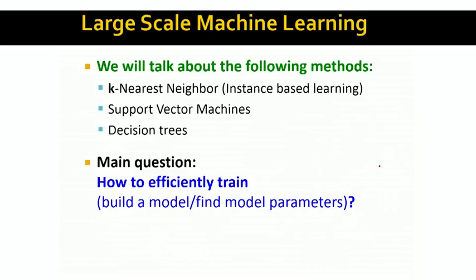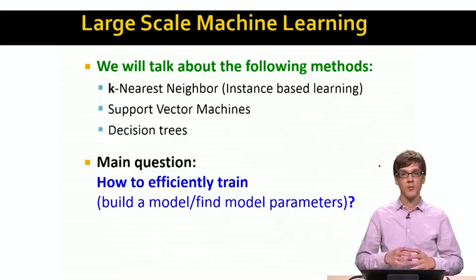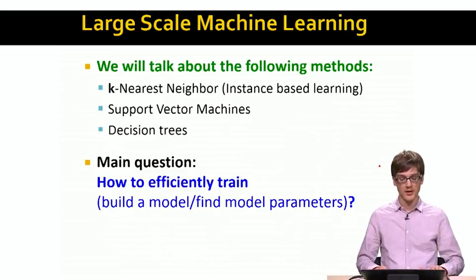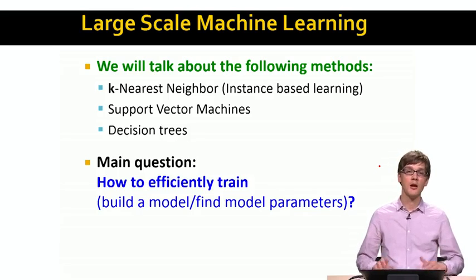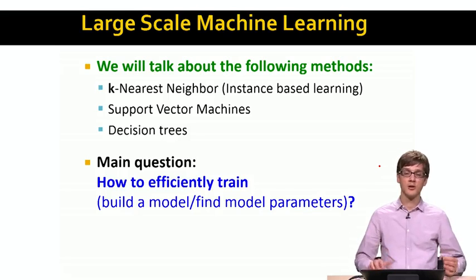So in this module, we will talk about several different machine learning methods where we'll be focusing on large-scale data. In particular, we will talk today about k nearest neighbor, which is a method in a class of instance-based learning. And then we will also talk about support vector machines and decision trees. The main question when working with machine learning methods is how do we efficiently train or build a model based on the data.